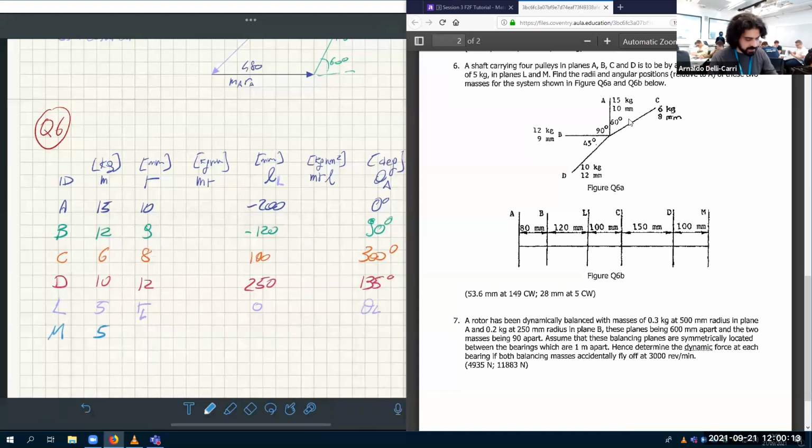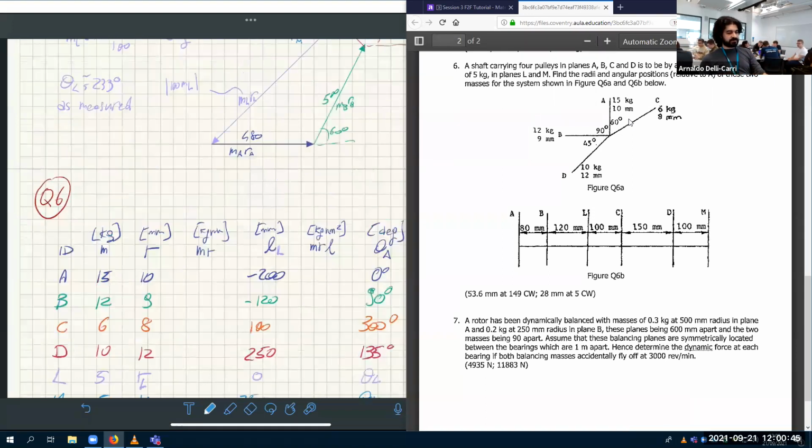Let's do M. Still a 5 kilogram mass at a distance unknown. What's the plane M? What's the distance? 350. And again, unknown. All right, so this is up to you. I'll do the calculations for MR and MRL, and then you draw the MRL diagram first.